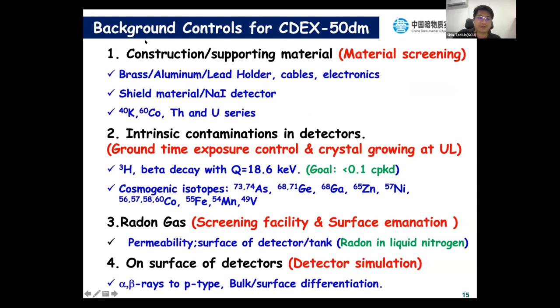So how do we achieve the background control for the CDEX-50 dark matter study? We have construction and supporting materials that are quite radiopure, but due to using the huge liquid nitrogen tank, we have an intrinsic contamination in the detector, which is severe, for the tritium and the various isotopes. And the one we face is that the liquid nitrogen, although very pure, still does have radon contamination, so we are working on that. And for the surface effect, not only for alpha and beta particles, the bulk-surface discrimination would be the challenge for our low threshold.